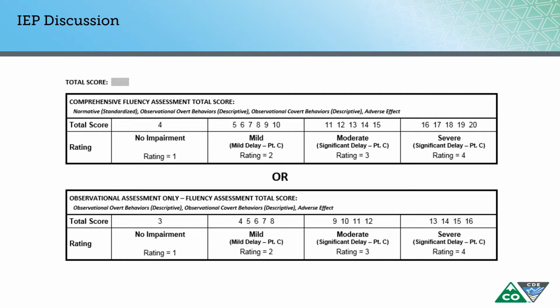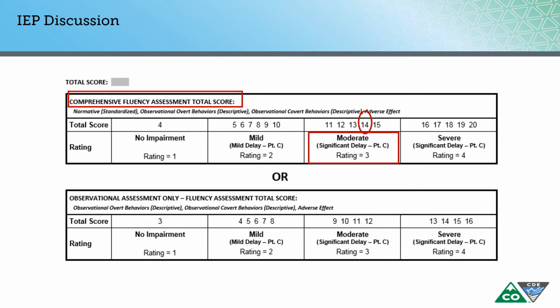To arrive at a rating, total each component to obtain a total score. The rating is determined by the category in which the total score falls. For example, if standardized assessments were used, then you would score the comprehensive fluency assessment section to arrive at the rating. If the total score is 14, the rating would be 3 or moderate.